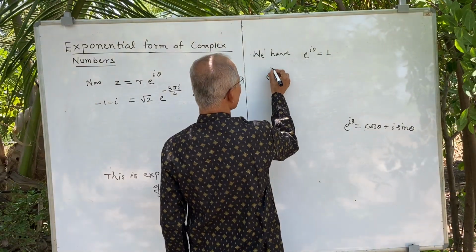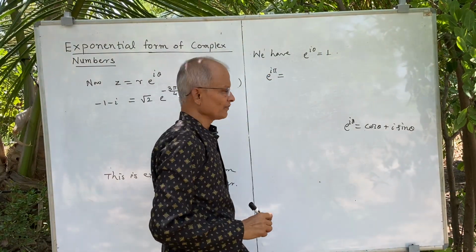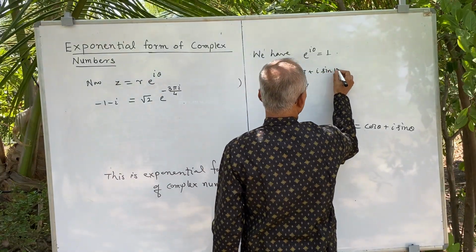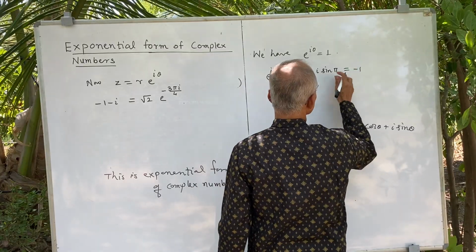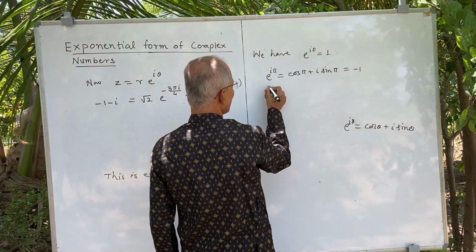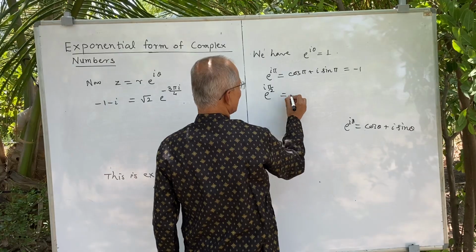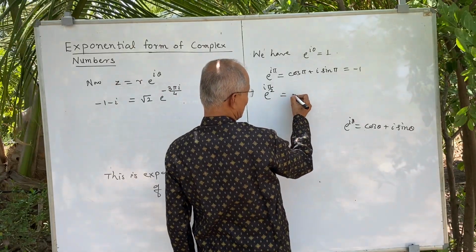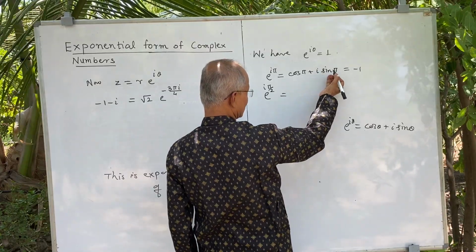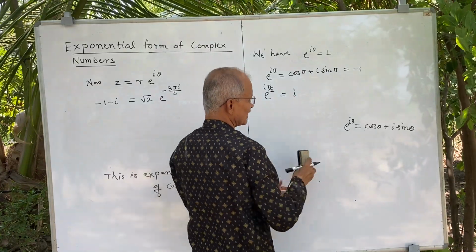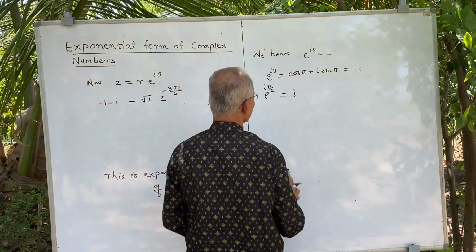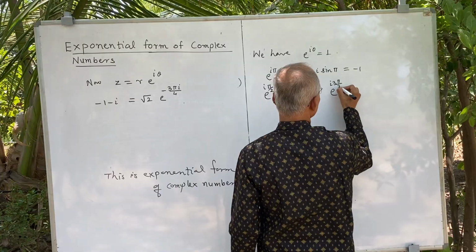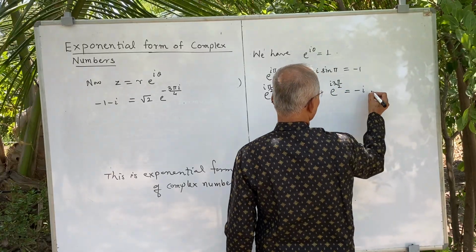So what will be e power i pi? That is cos pi plus i sin pi, and we know cos pi is minus 1, sin pi is 0. So e power i pi by 2 is cos pi by 2, which is 0, plus i sin pi by 2, which is 1, and therefore this is i, and so on. We can get these values. So e power i 3 pi by 2 will be minus i, etc.